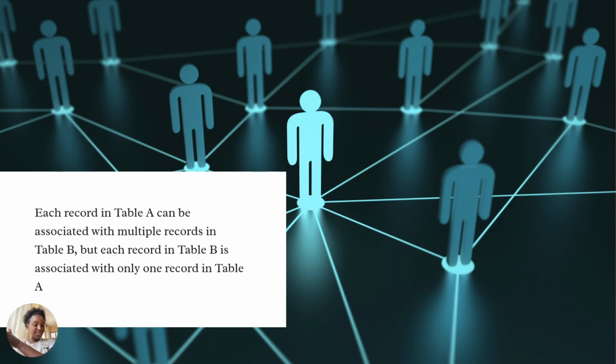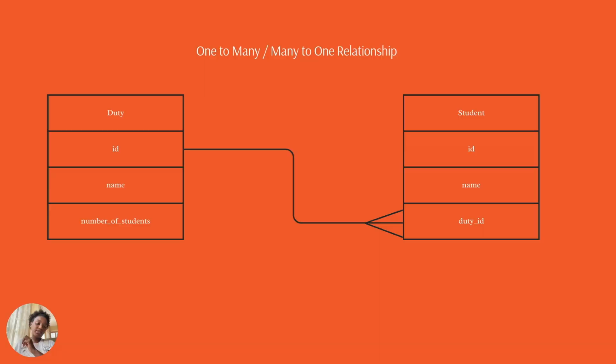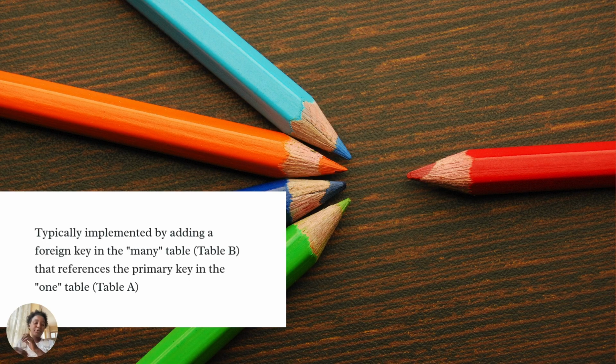Each record in table A can be associated with multiple records in table B, but each record in table B is associated with only one record in table A, as we've seen. This is typically implemented by adding a foreign key in the many table, table B, or whatever you call it, that references the primary key in the one table. That is table A in this case. In our example, table B here is student and the one table is the duty.